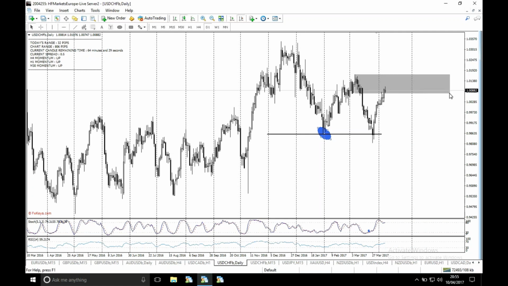For those of you who know this, this is a demand zone, or what we call a bearish order block. I was waiting for price, once it crossed this line here, to give me a reversal signal there.